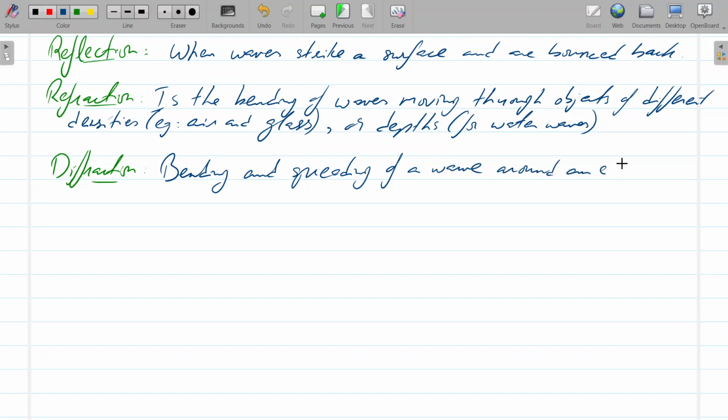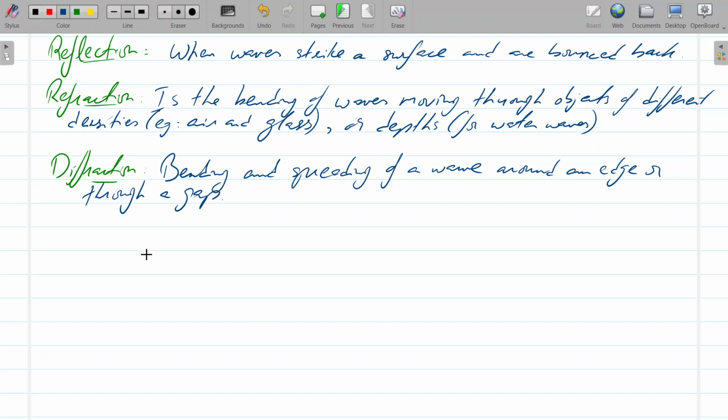Around an edge or through a gap, and how much it bends depends on the kind of edge it is and the size of the gap. Now again, this is just to introduce you to the concept. If you take a look at the book, they've given you images as well, and they've mostly talked about water waves, because that's easier to show.